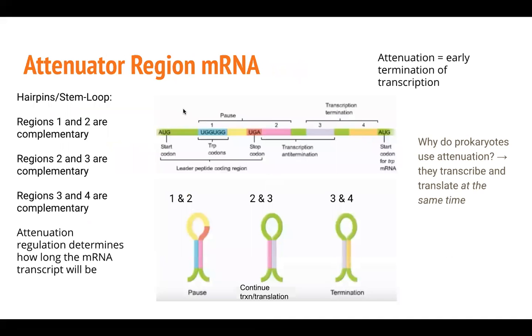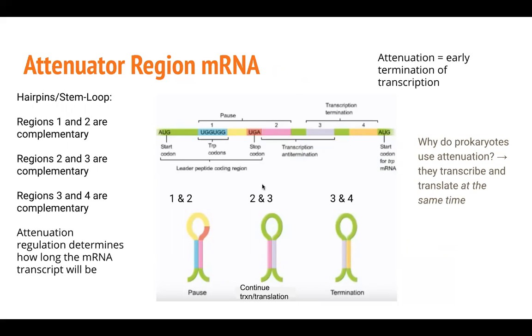So, like I mentioned, the attenuator. The attenuator region of the mRNA basically forms these hairpin or stem loops, and it's important for maintaining resources. If attenuation occurs, that means there's an early termination of transcription.